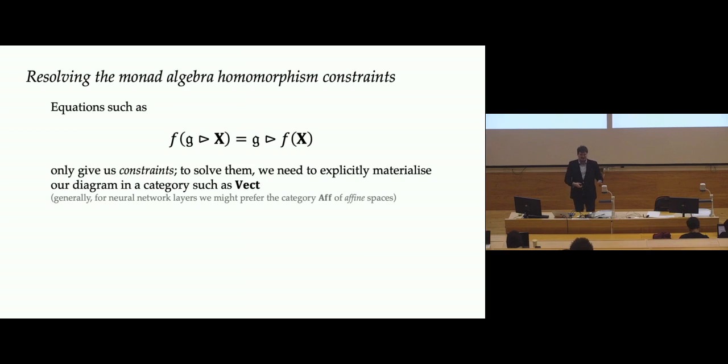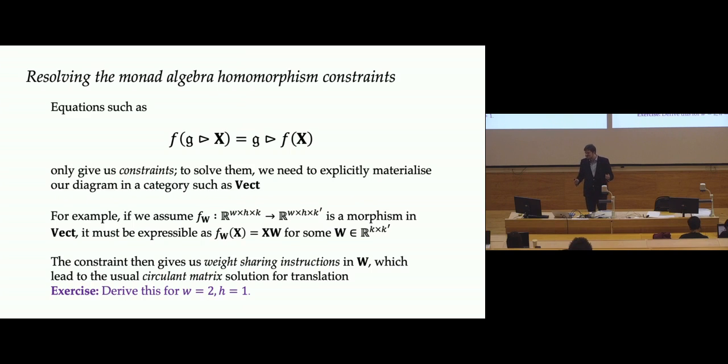And as we said in the previous lecture, we can use a category like Vect to do this. Or, well, in general, because neural network layers will have biases and not just matrix multiplies, you might actually prefer the category AF of affine spaces. But let's stick with Vect for now because it's easier to just think of matrix multiplications.